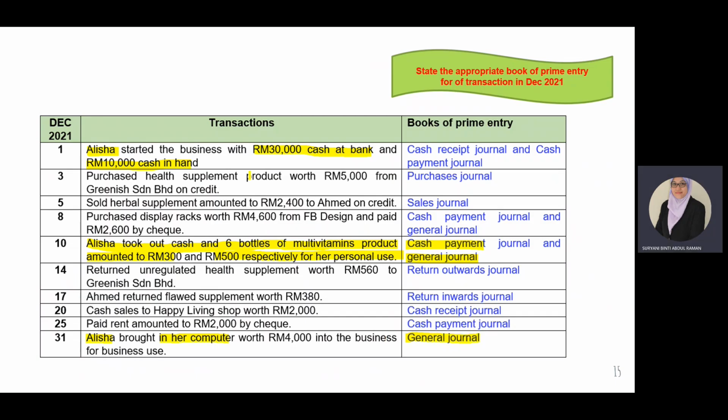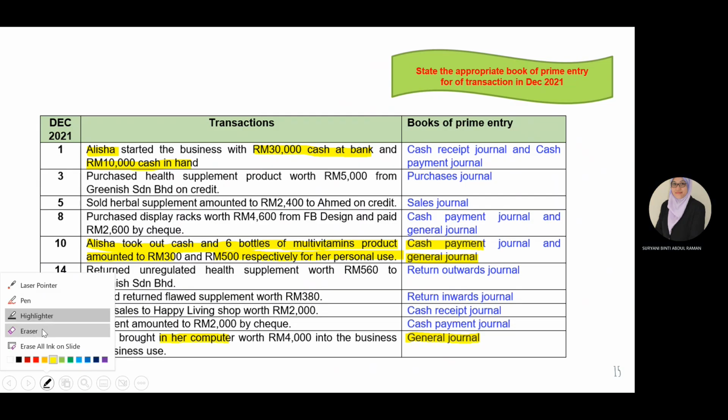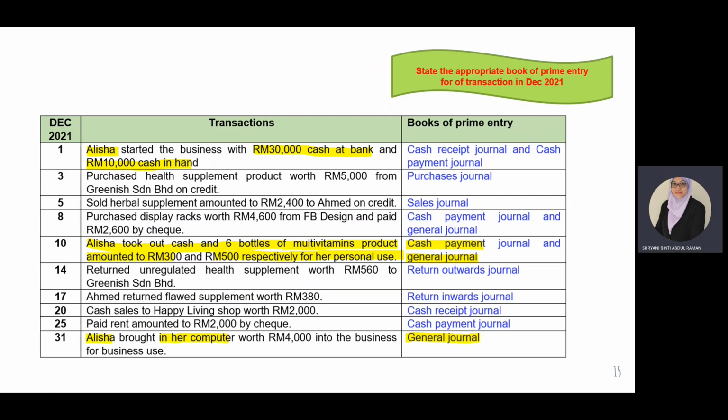Okay, student, I'm sorry about the first one. After I have read again, I can see that there is a mistake in the answer. The answer here should involve cash receipt journal only.